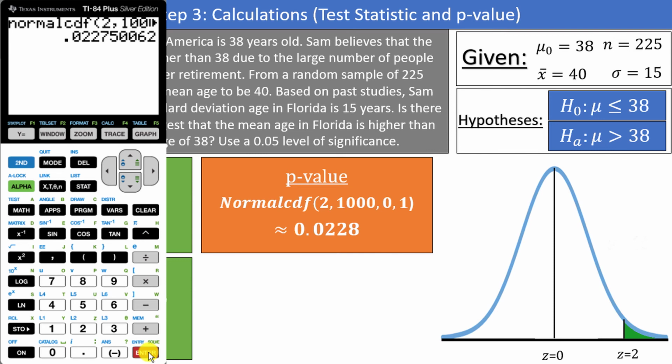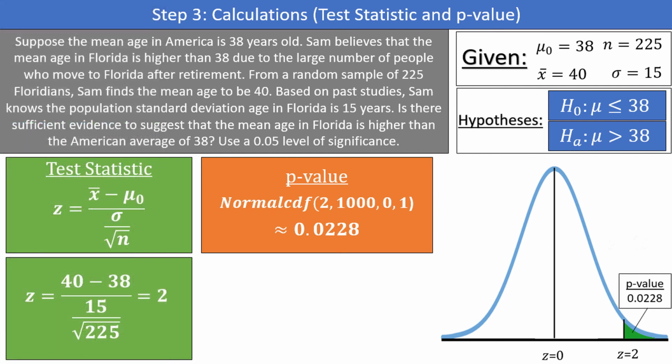I generally like to round the p-value to 4 decimal places. This is the area in the right tail of the distribution, and is the probability of sampling a sample mean of 40 or greater, assuming that the null hypothesis is true.